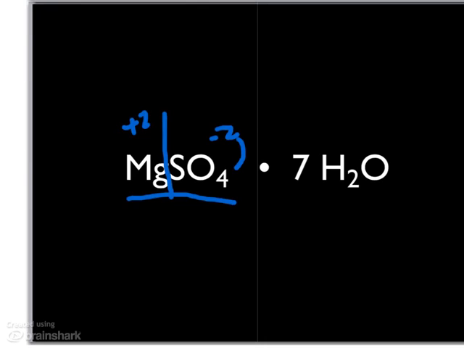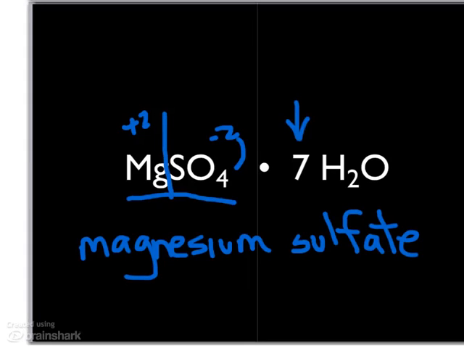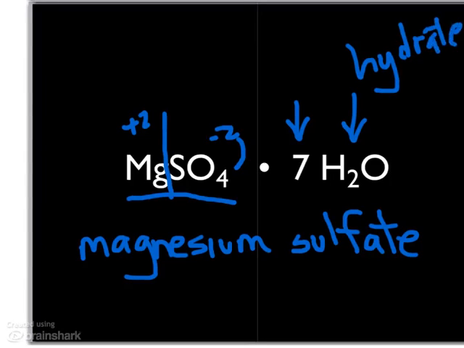So Mg, if you look on the periodic table, it's in group 2, so you can just name it magnesium. And then SO4, if you look back at that chart that I gave you, is just sulfate. So that takes care of the first half of your hydrate. Now, the second half, if you notice, you have a coefficient, and then you also have water as well. The water part is always known as hydrate, no matter what. So you'll just put hydrate at the end of this name.